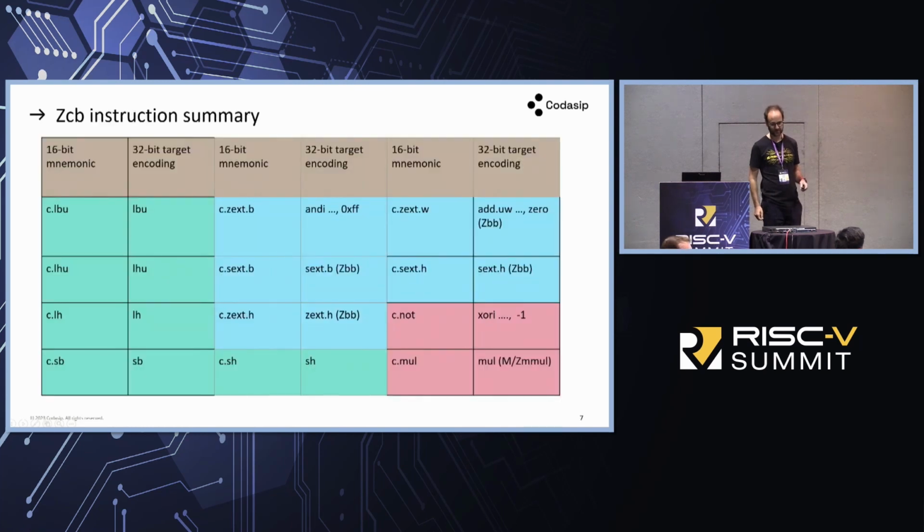Okay, and there's a quick instruction summary. I'm sure the slides will be shared afterwards. The point is I'm trying to show the expansion from the new encoding to the existing instructions. Sorry, that's a loud cough. So quite dry, but the only thing there that's sort of interesting is c.not expands to xori against -1, I think.